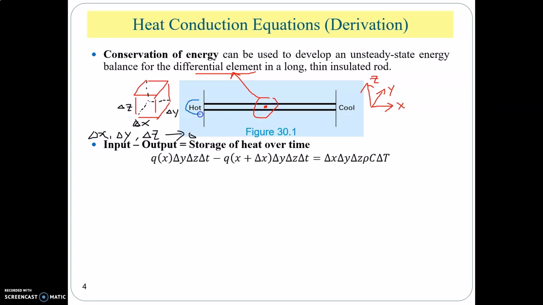Since you have hot boundary condition in this surface, therefore the heat flux will flow in this direction. So on this differential element here, you can see that the heat flux will flow in the x direction, passing through this element. It will go out with heat flux x plus delta x.